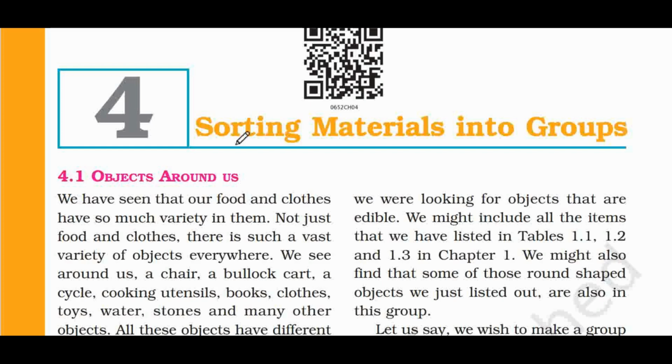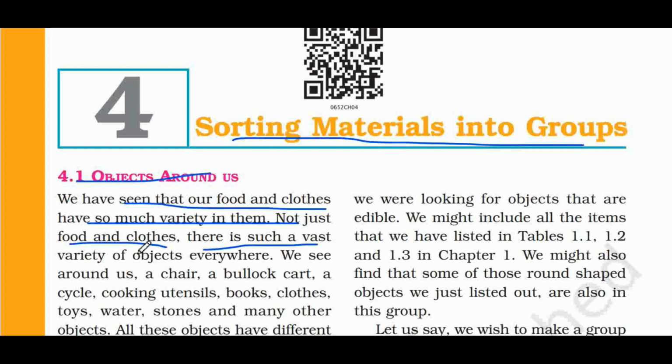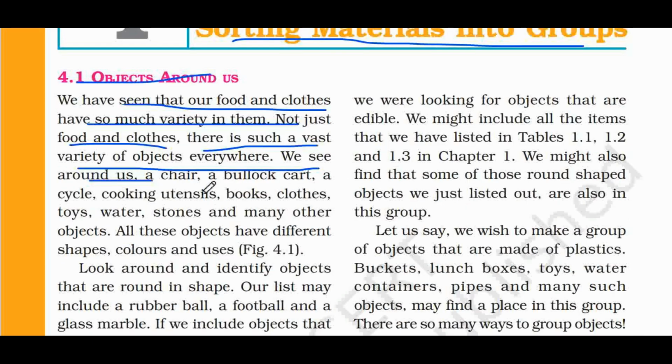Chapter 4. Sorting materials into groups. 4.1 Objects around us. We have seen that our food and clothes have so much variety in them. Not just food and clothes. There is such a vast variety of objects everywhere we see around us. A chair, a bullock cart, a cycle, cooking utensils, books, clothes, toys, water, stones, and many other objects. All these objects have different shapes, colors, and uses.